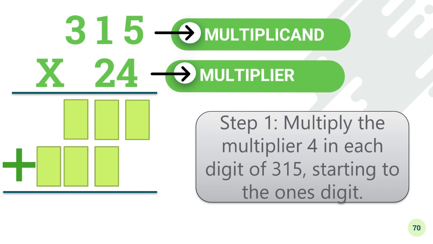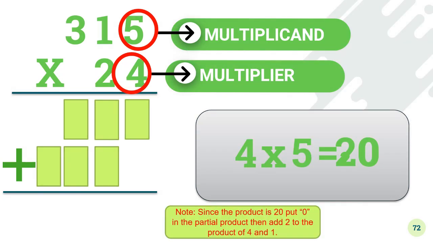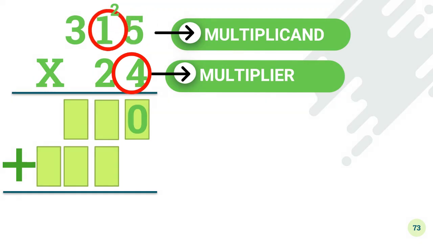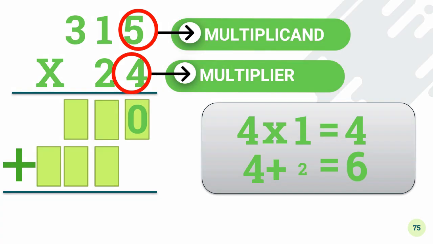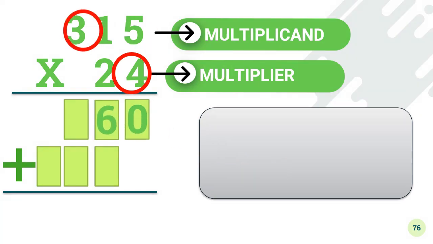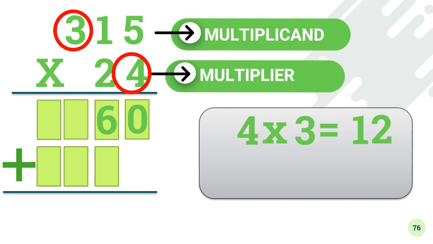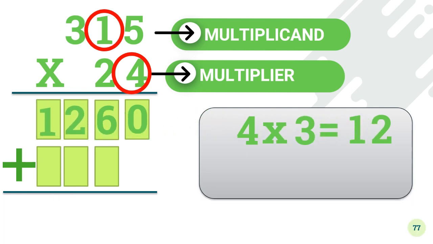Step 1. Multiply the multiplier 4 in each digit of 315, starting to the ones digit. So we have 4 times 5 is equals to 20. Since the product 20 is a 2-digit number, put 0 in the partial product, then add 2 to the product of 4 and 1. Then 4 times 1 is 4, plus 2 equals 6. And 4 times 3 is 12. We will just write it on the partial product since no digit follows the digit 3.